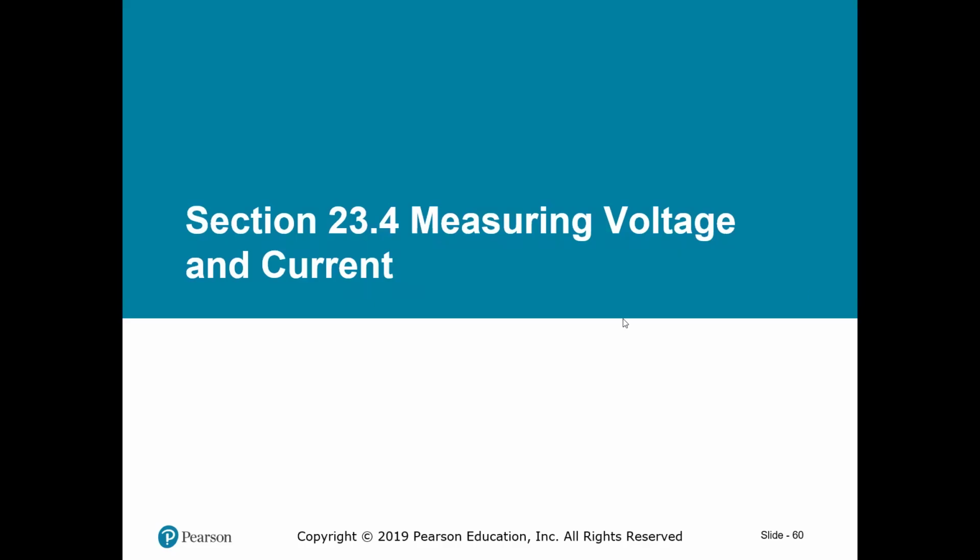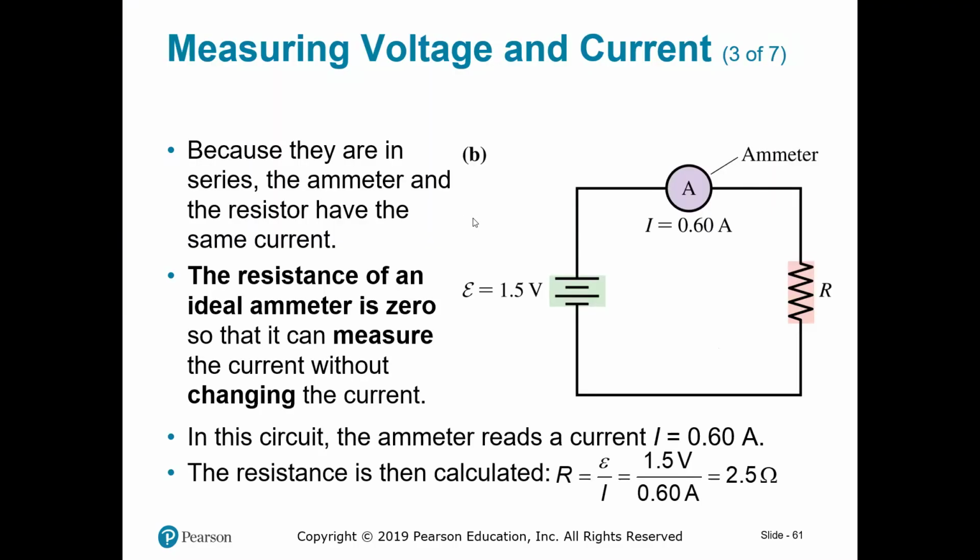Good morning, everyone. Today I'm going to talk more about circuits, but before that, I'm going to talk first about voltage and current measurement. There are two meters, the voltmeter and the current meter, which is called an ammeter. Because they are in series, the ammeter and the resistor have the same current.